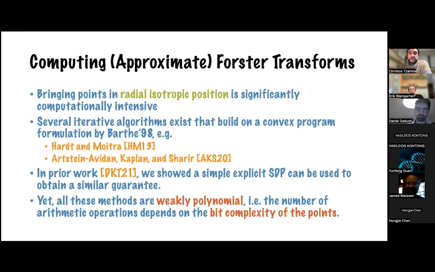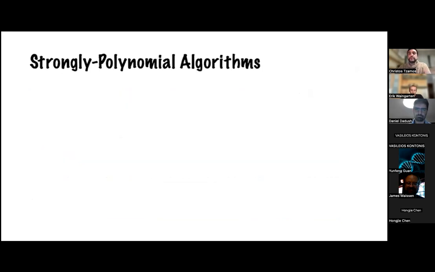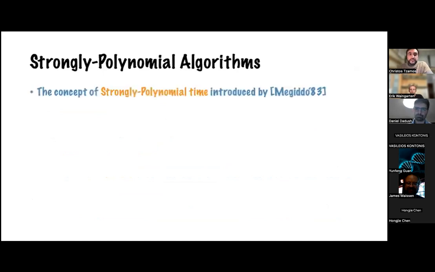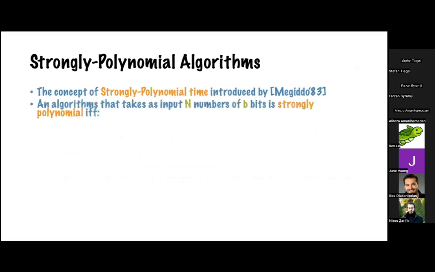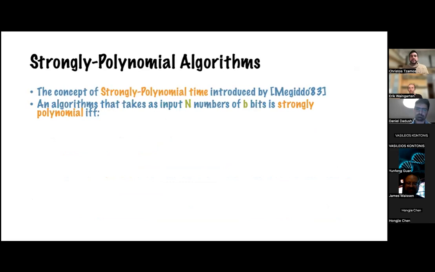In this work, we aim to bypass this difficulty and design what are called strongly polynomial algorithms. So what are strongly polynomial algorithms? The concept of strongly polynomial time was introduced by Megiddo in '83. It says that an algorithm that takes as input n numbers of b bits is strongly polynomial if and only if it satisfies three conditions.